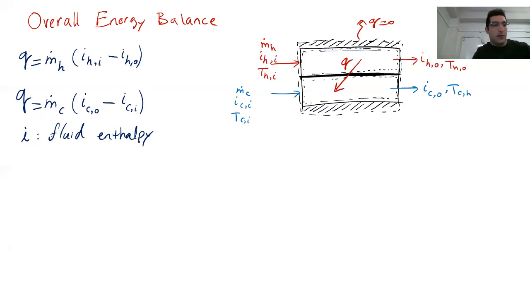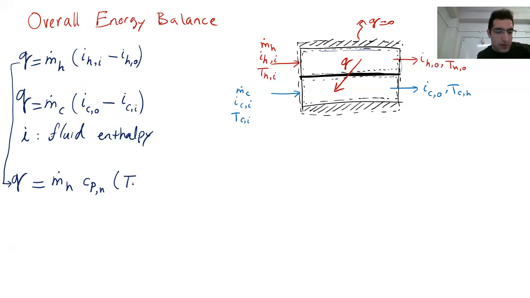And for the constant specific heat assumption, which especially works for fluids with no liquid to vapor or vapor to liquid phase change, really we can go ahead and show this form as Q is equal to m dot h. Instead of change in enthalpy, you can just say specific heat capacity of the hot fluid times change in temperature of the hot fluid, so T sub h in and T sub h out. And same thing for the cold fluid.